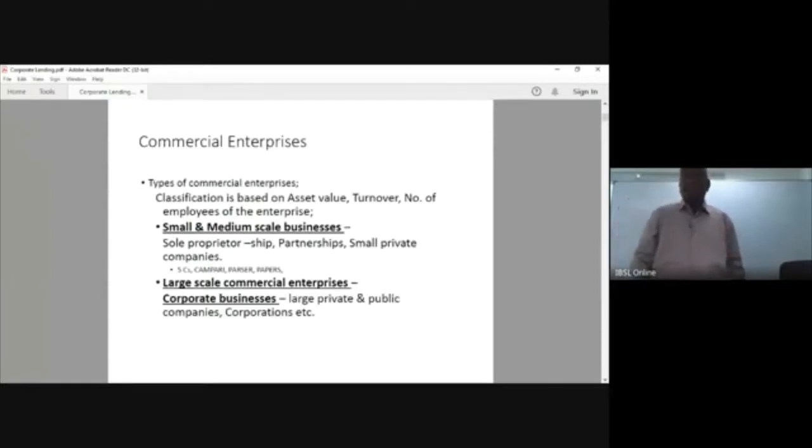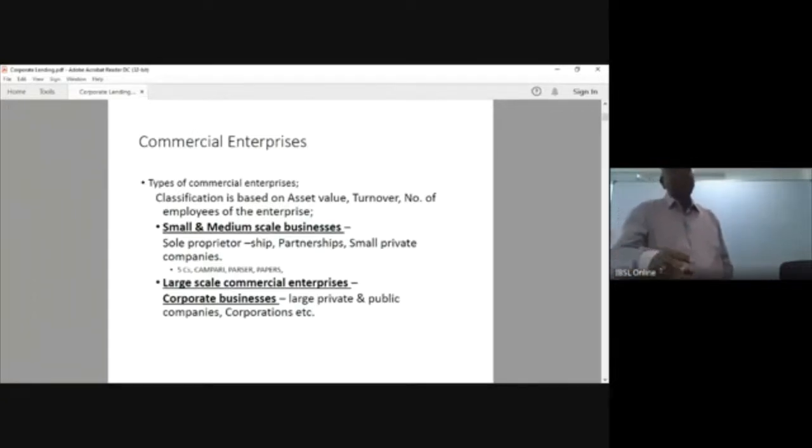When we say commercial enterprises, there are different types of commercial enterprises. We can classify them based on their asset value, turnover, and number of employees. One category is small and medium scale businesses. Ownership of this type of business may be sole proprietorship or partnership, and even some small private companies will come under this category.